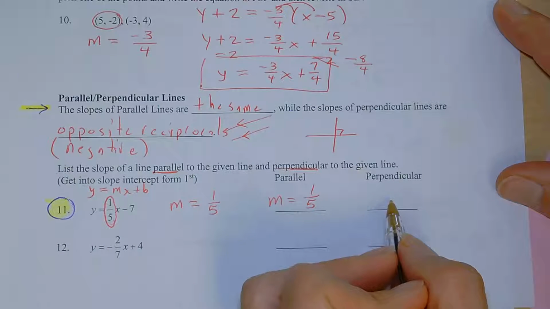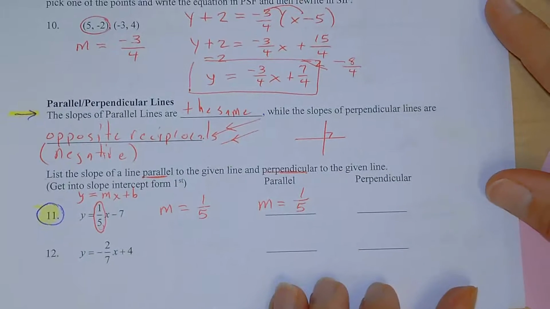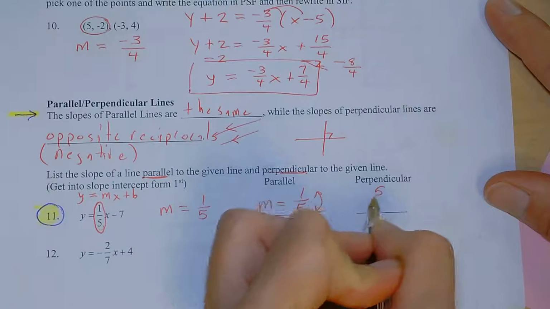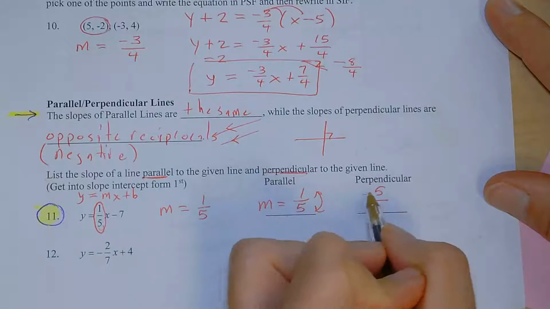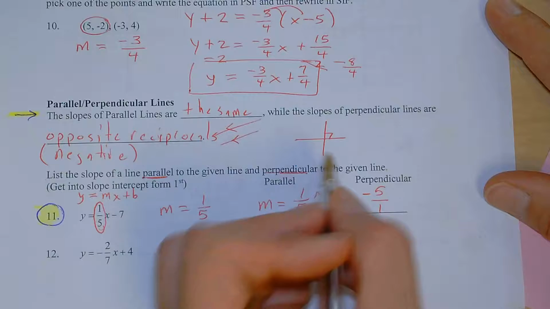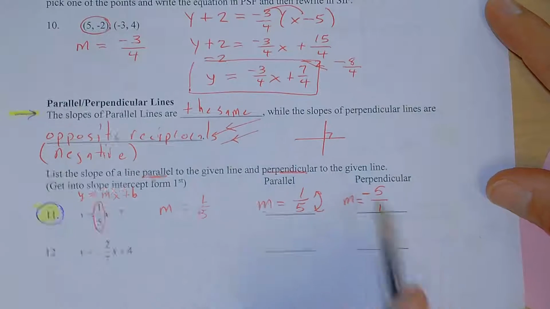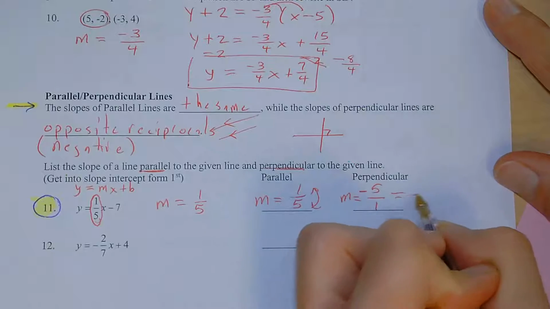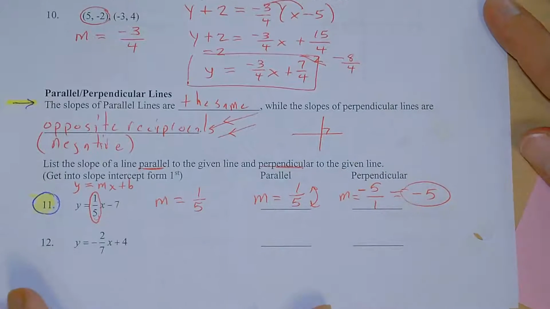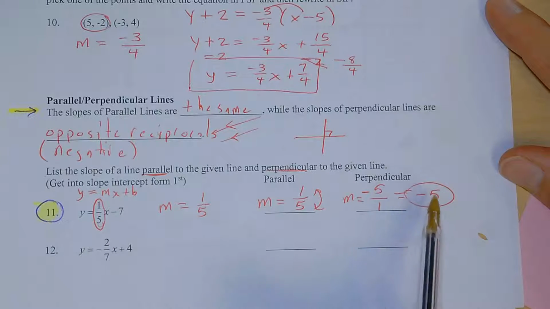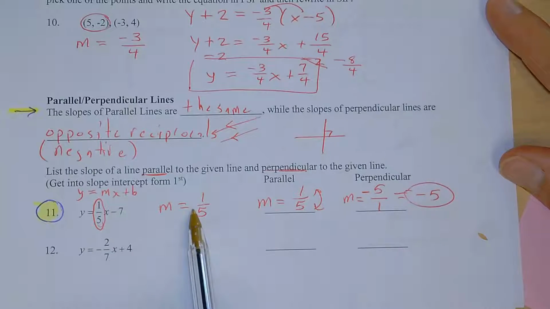The slope of a line perpendicular will be the opposite reciprocal, which means I need to flip this fraction and make it 5/1, and then I need to add a negative. Now I can add a negative to the top or to the bottom or out front, but the slope of a line perpendicular will be -5/1, or you could just say it's -5. You wouldn't have to put the over 1. So opposite reciprocal means flip the fraction and then change the sign. And that will be perpendicular to the original slope.